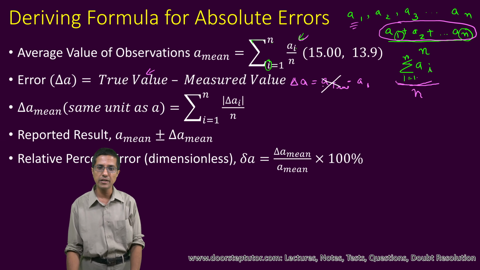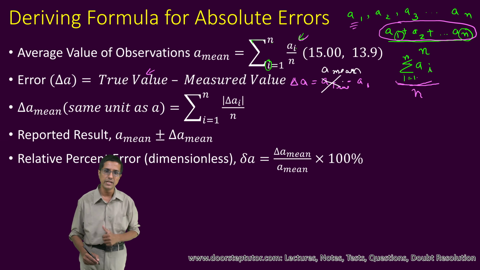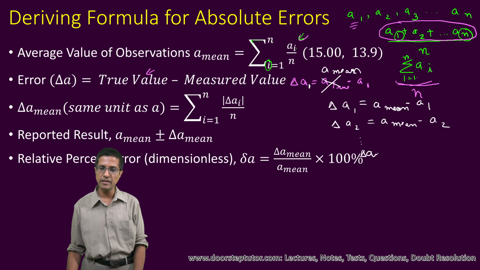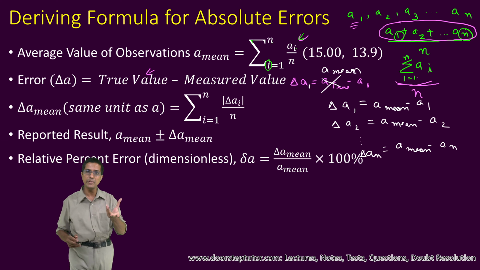So we don't use A true here, but instead we use the mean that we have calculated earlier, and we just assume that this mean is the real value. So this A mean is the true value. That's what we have assumed. So now we compute these delta A's, which are essentially the error in each of these measurements. So delta A1 is equal to A mean minus A1. Delta A2 is equal to A mean minus A2. So on and so forth. We can compute till AN. Delta AN is equal to A mean minus AN. Very simple. So here we have computed the error in each of those measurements by using the mean as our basis.